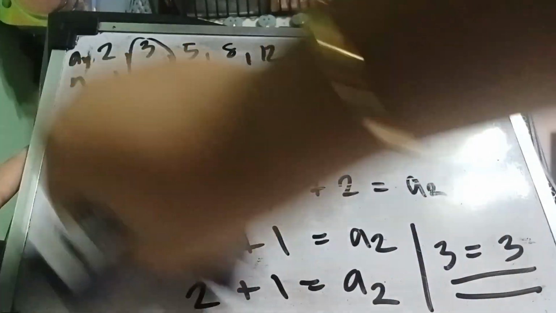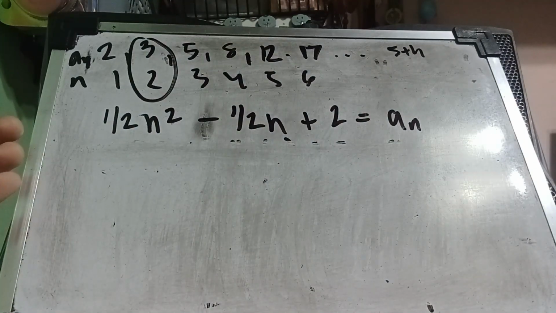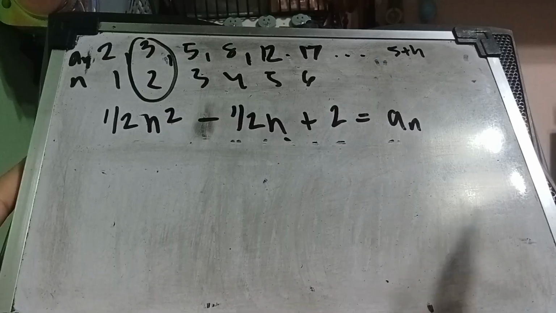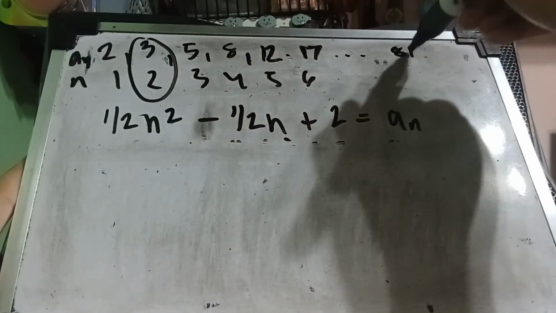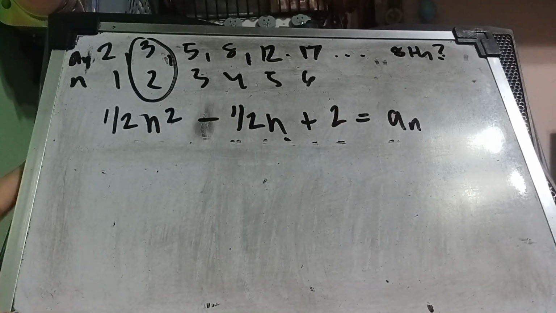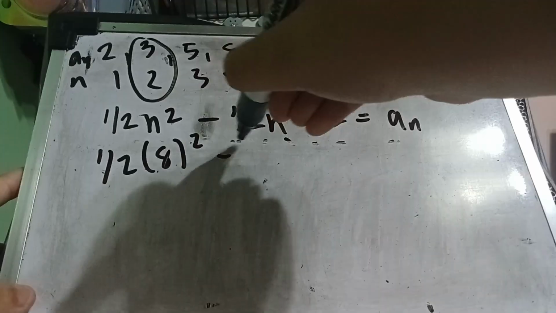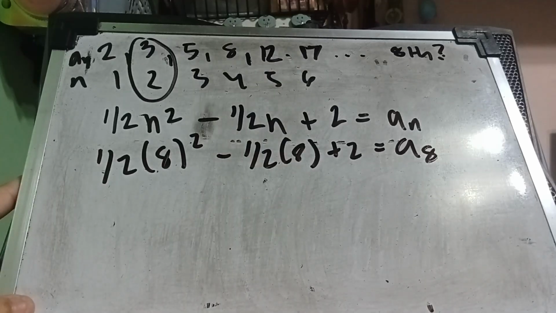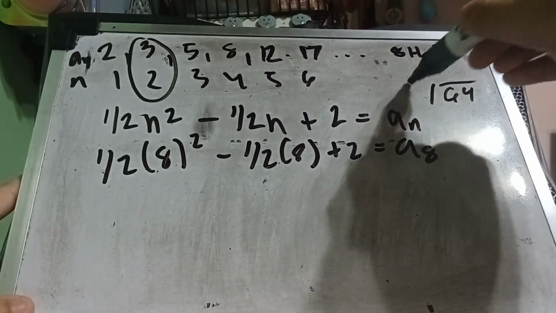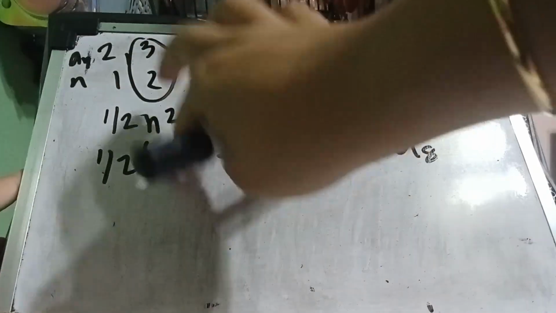Paano natin mahahanap yung fifth term? By using now our new general term. Madali lang dyan. Paano kung si eighth term ang pinapahanap? So, susulat natin sa n, papalitan natin si n ng 8. So, 1/2 times 8 squared minus 1/2 times 8 plus 2 is equal to a sub 8. So, ito yung 64. 64 over 2 is 32.